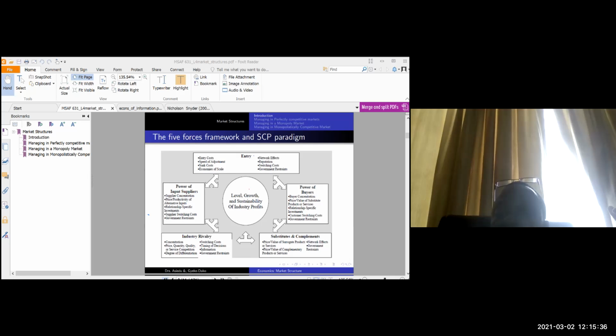Power of buyers will impact the level, growth, and sustainability. Power of suppliers, industry rivalry, the competition in the market. Some industries, they can fight and fight, not fighting physically, but fighting on price. One reduces price, the other one reduces price, and before they realize, the industry is making negative margins.